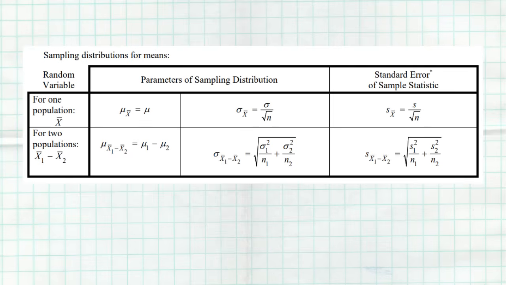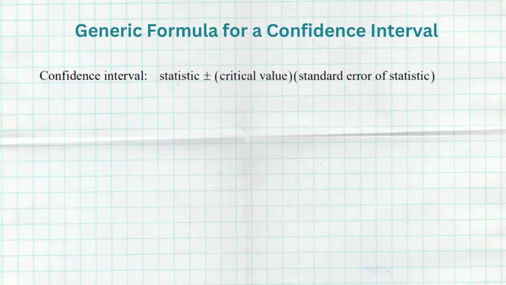All you have to do is decipher, am I working with proportions? That's going to be that first box that we just looked at. Am I working with means? That's going to be what we're looking at right here. And then you got to decide, am I working with one or am I working with two samples? That way you use the right row. Overall, not too bad. All right, next up there is the generic formula for a confidence interval.